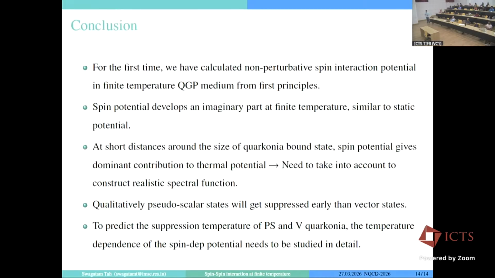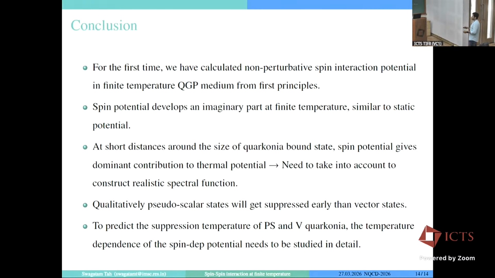Now as a conclusion, for the first time we have calculated this non-perturbative spin interaction potential in the finite temperature QGP medium from a first principle lattice QCD study. We have shown that the spin potential develops an imaginary part perturbatively first, then I have confirmed that non-perturbatively also the spin potential will develop an imaginary part similar to the static potential. At very short distances, around the size of the quarkonia bound state, the spin potential gives a dominant contribution to the thermal potential, the total potential. So we need to take them into account to construct a realistic spectral function.